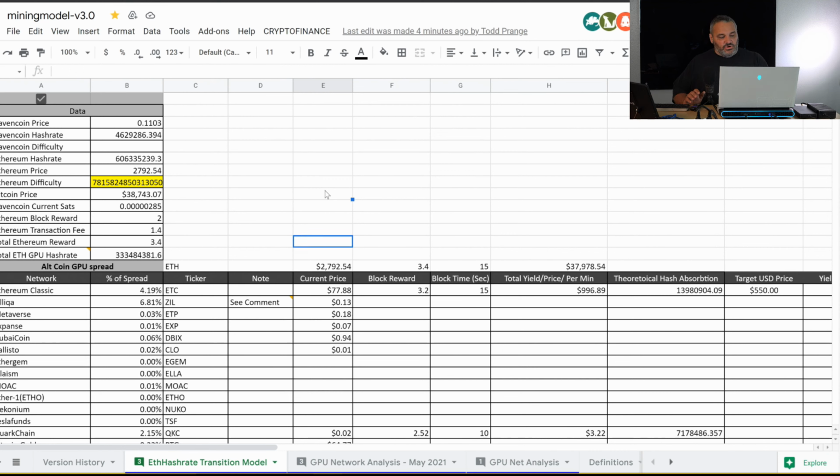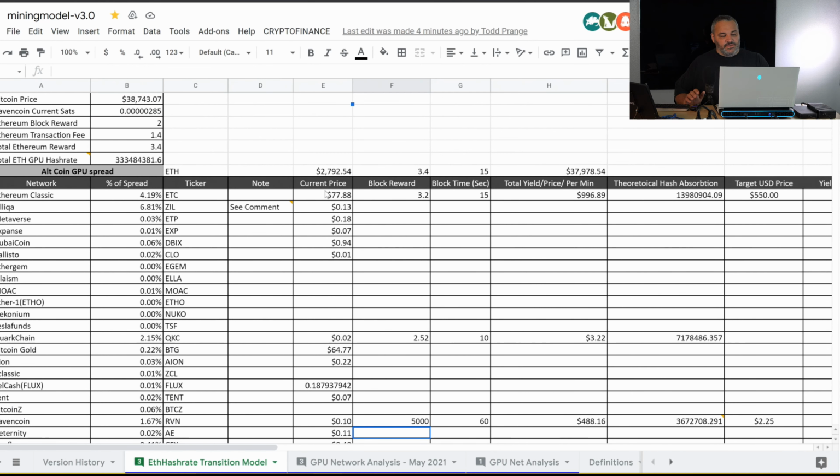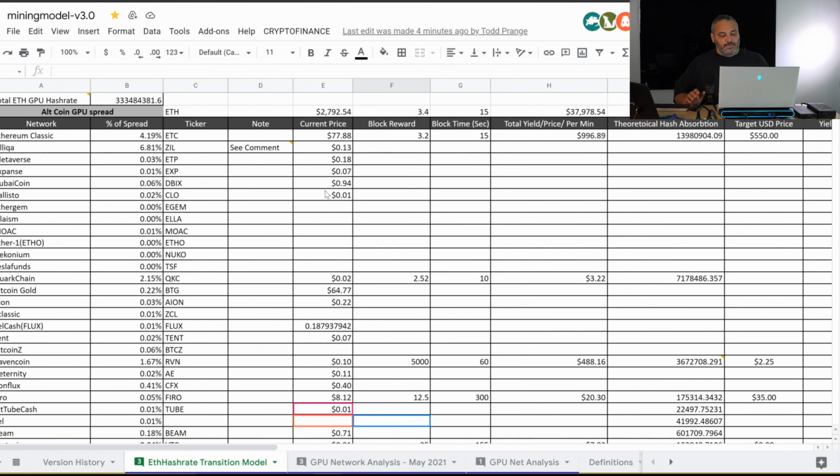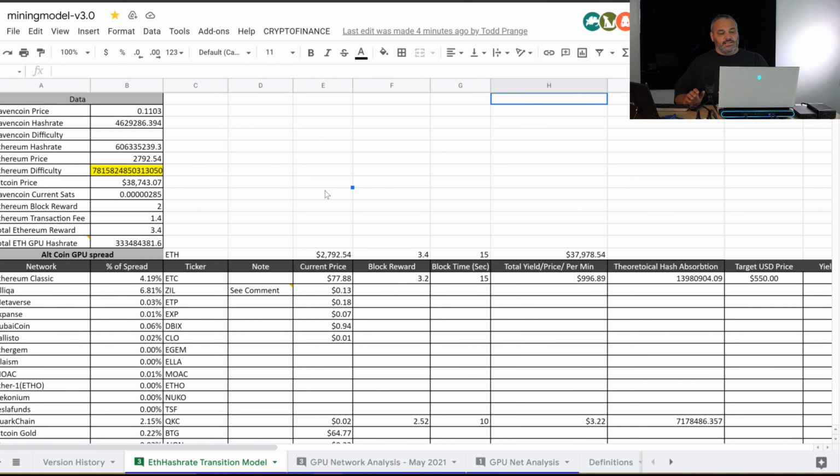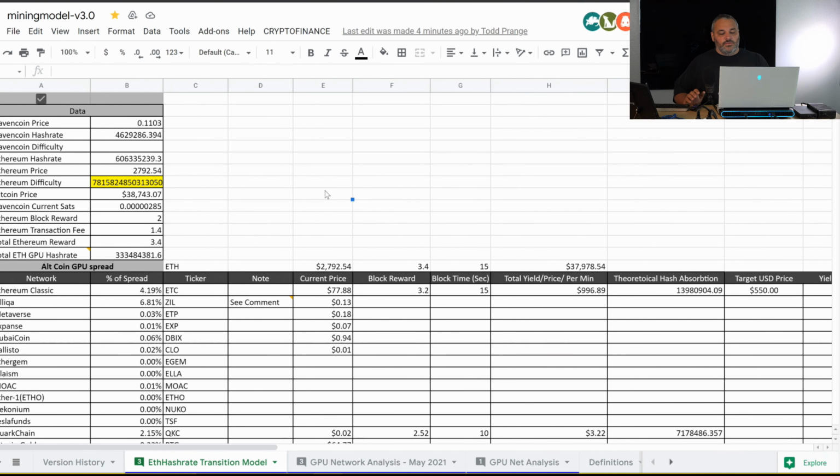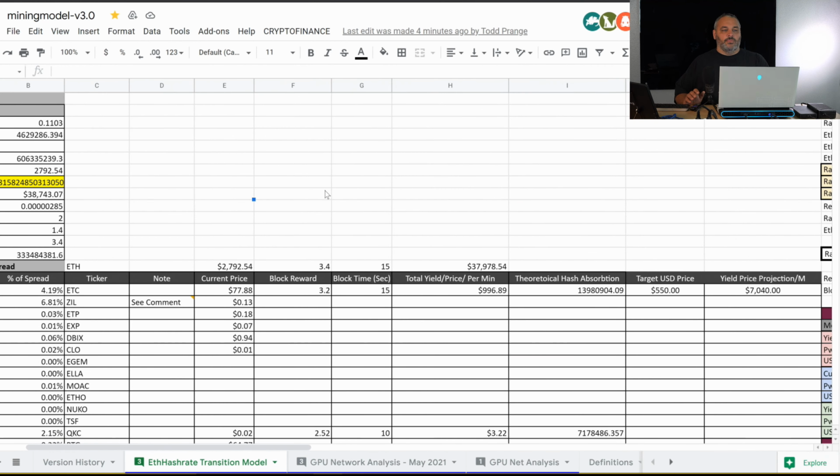But as I start to fill this out, a lot of the things that matter here are block times, our reward per block time, and the price and yield per minute. I like doing it per minute because it's easy to calculate where the target hash rates and the target price predictions need to be for where this hash rate is going to be absorbed from.